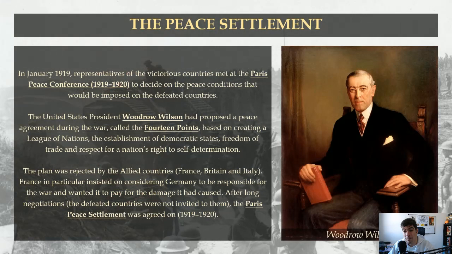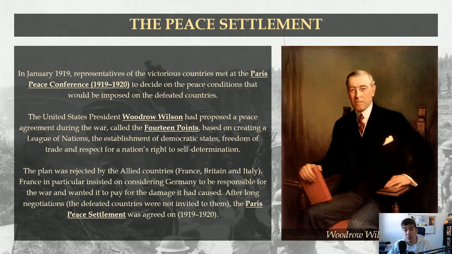So after the armistice, the peace had to be settled. In January 1919, the representatives of the victorious countries met at the Paris Peace Conference, which lasted until the next year, 1920, to decide on the peace conditions that would be imposed on the defeated countries. The President of the United States, Woodrow Wilson, this guy here, had proposed a peace agreement during the war, and it was called the 14 Points.